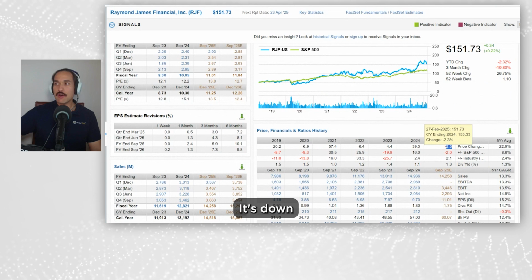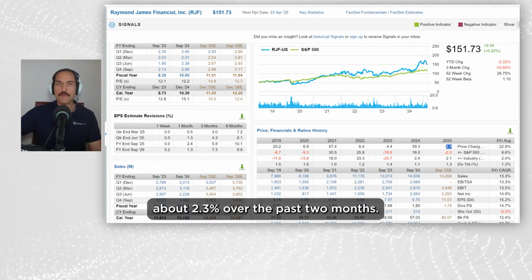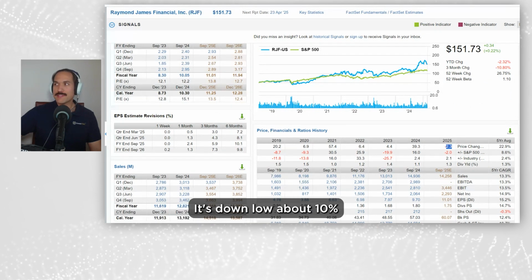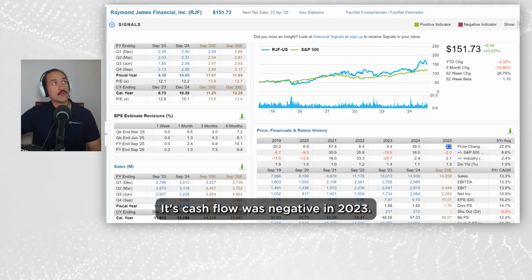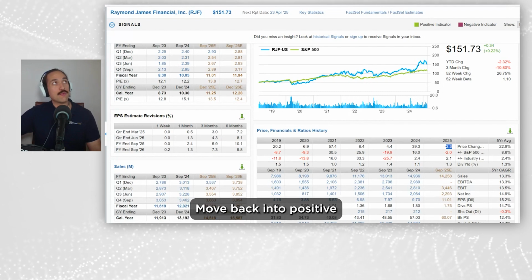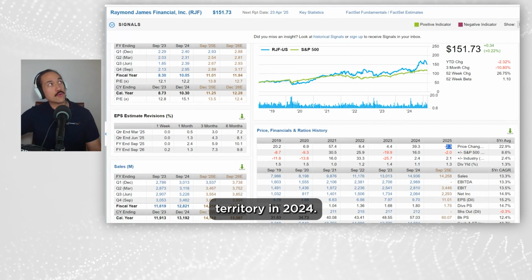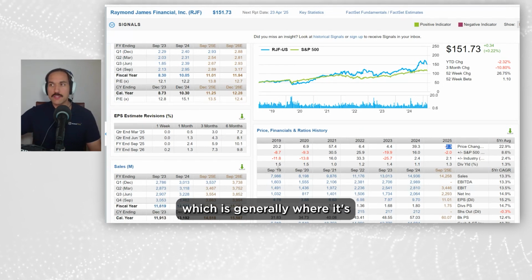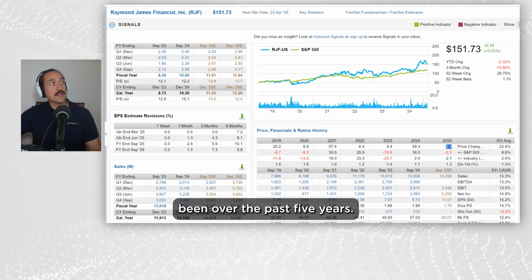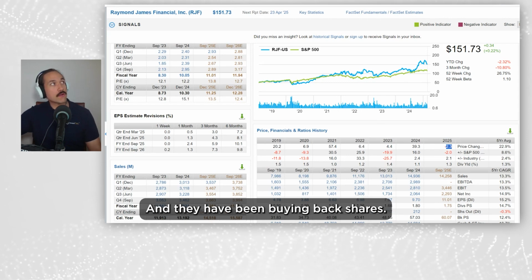Year to date, it's down about 2.3%. Over the past 3 months, it's down, well, about 10%. Now, in terms of cash flow, its cash flow was negative in 2023, moved back into positive territory in 2024. It does pay a dividend about 1.32%, which is generally where it's been over the past 5 years. And they have been buying back shares.